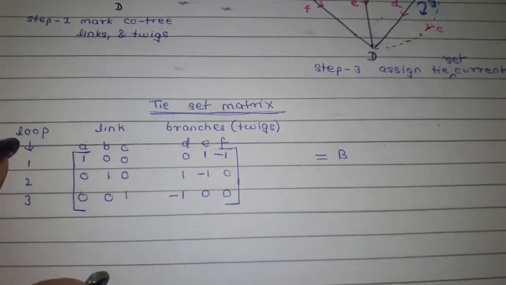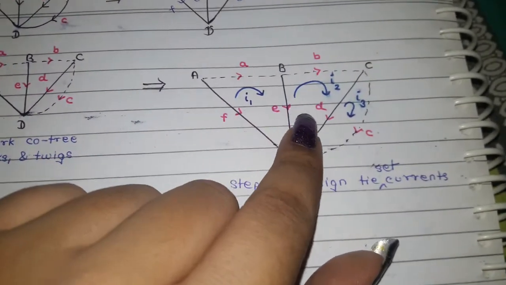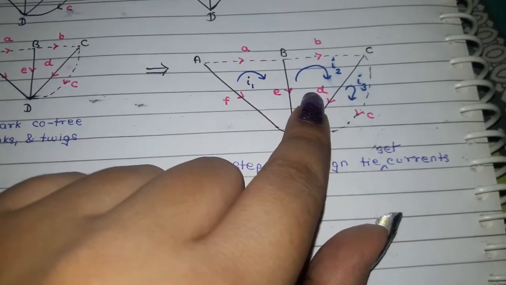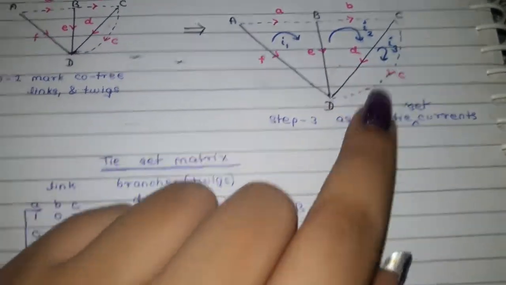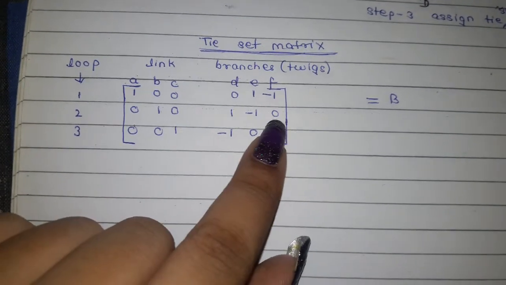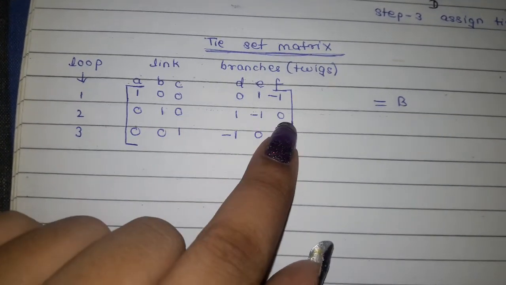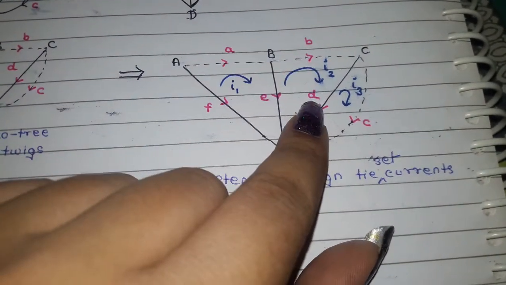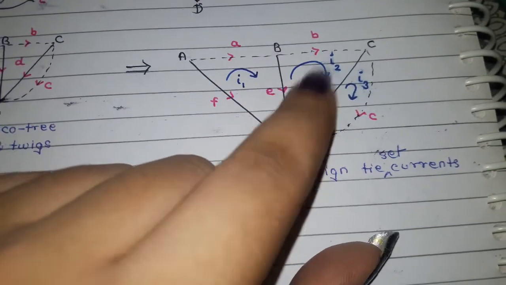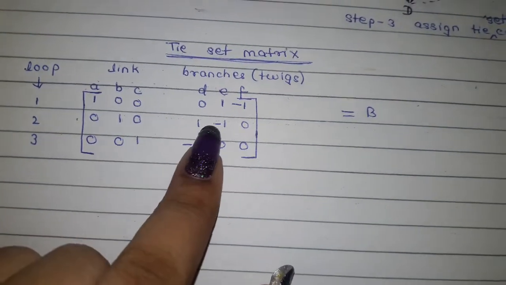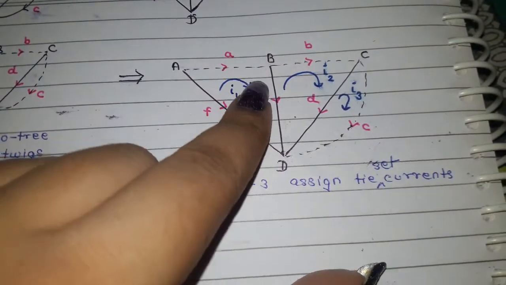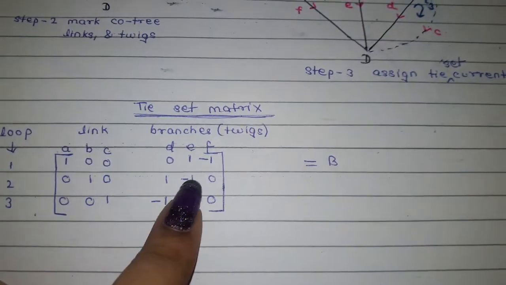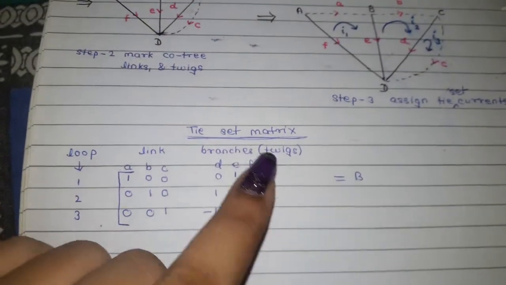Now for loop number 2, we see that only D, E and B are connected, the rest are not. So A, F and C will be assigned 0. Now B and D follow the direction of I2, so B and D will be assigned +1. E has the opposite direction to that of I2, so E will have -1. So this is the tie set matrix.